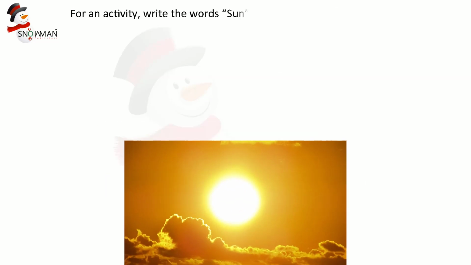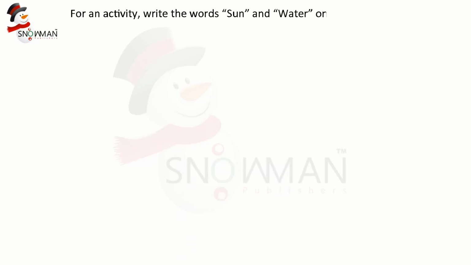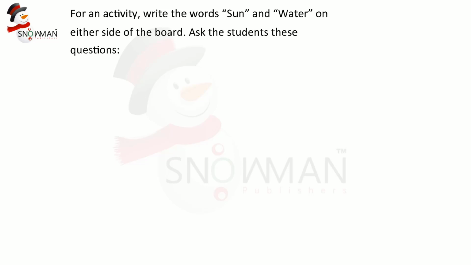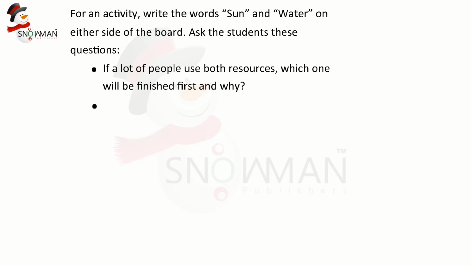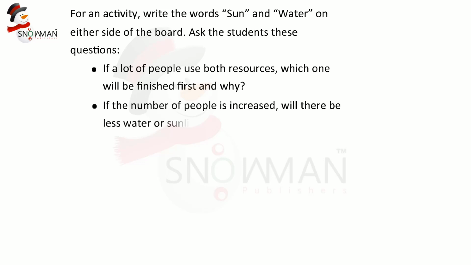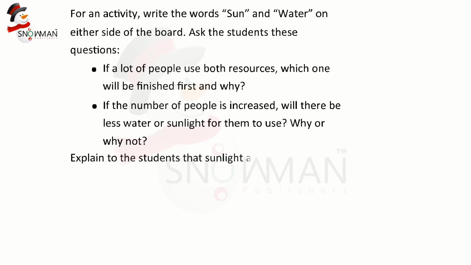For an activity, write the words sun and water on either side of the board. Ask the students these questions. If a lot of people use both resources, which one will be finished first and why? If the number of people is increased, will there be less water or sunlight for them to use? Why or why not?